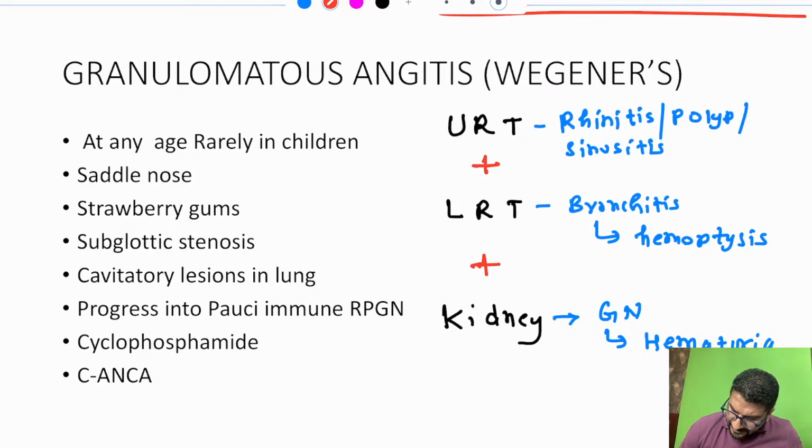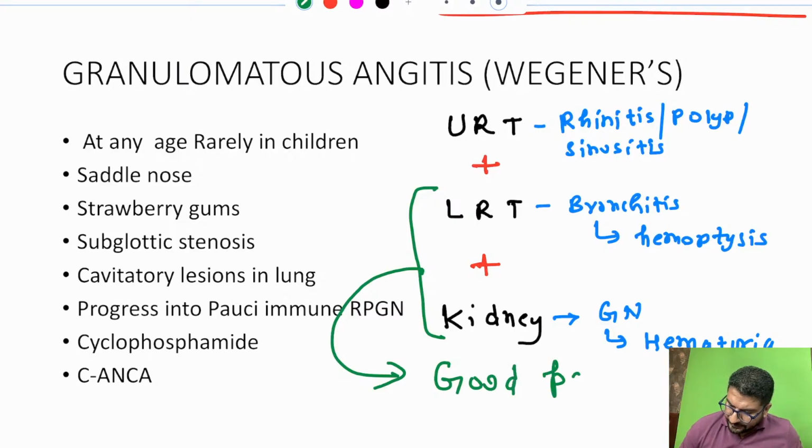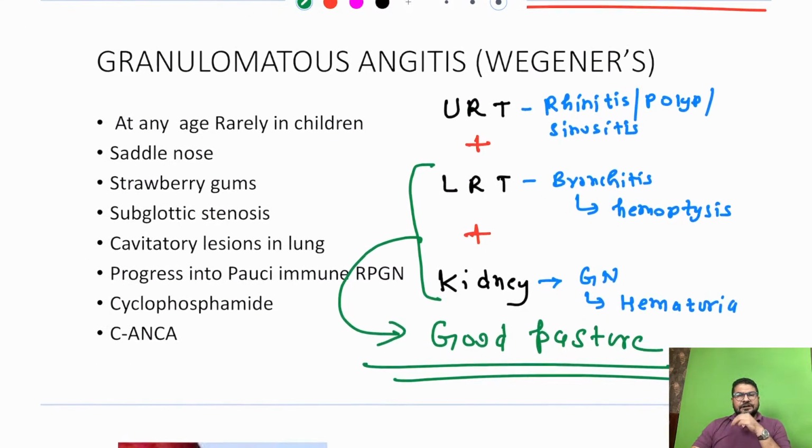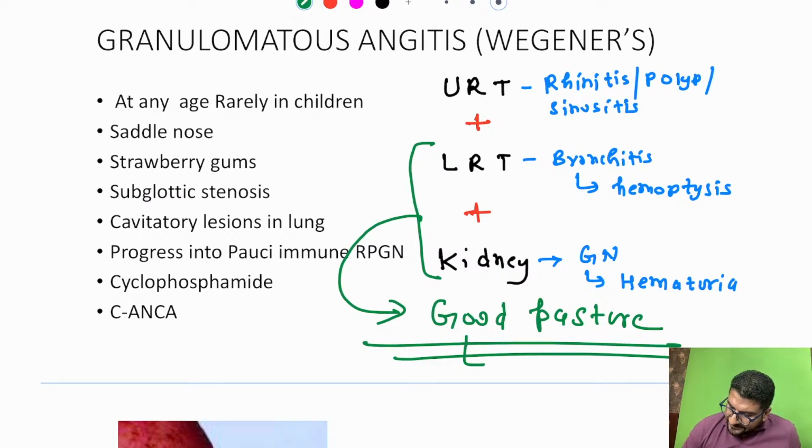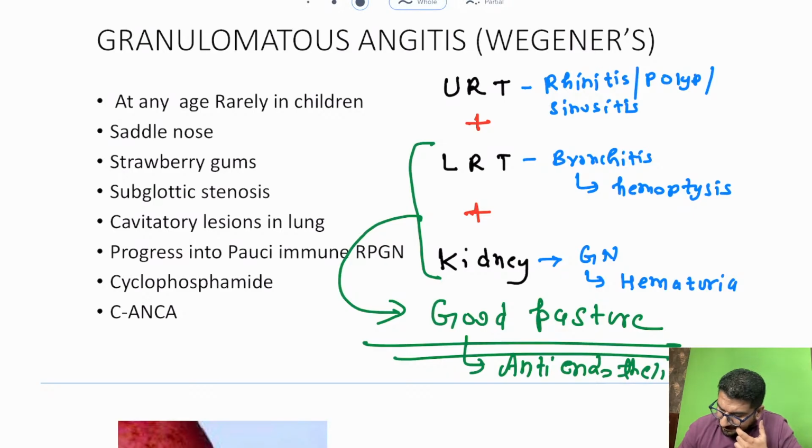अगर मैं आपको बोलूँ upper का involvement ही नहीं है, there is only lower involvement and involvement of kidney, then this is not Wegener's, then this is Goodpasture. देखो अगर तीनों होंगे तो Wegener's, अगर दो होंगे तो Goodpasture. So how we can differentiate? So differential diagnosis of Wegener's will be Goodpasture syndrome. So Goodpasture will not have upper respiratory tract involvement. तो Goodpasture में कौन सी एंटीबॉडी होगी? Anti-endothelial antibody. Which antibody? Anti-basement membrane, anti-glomerular basement membrane antibody, anti-GBM.